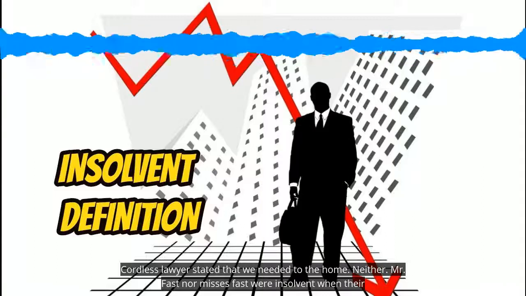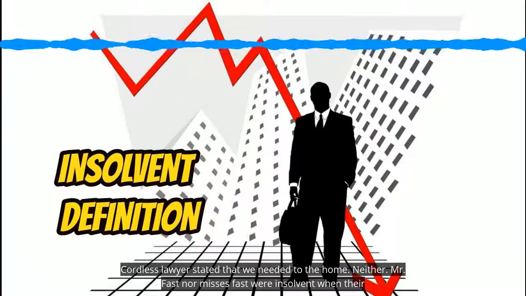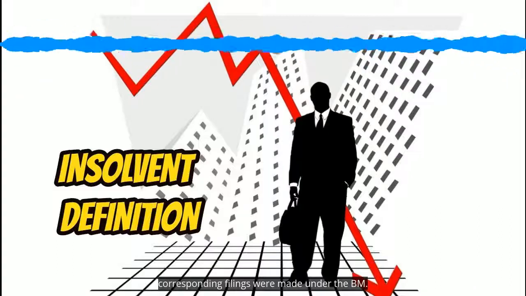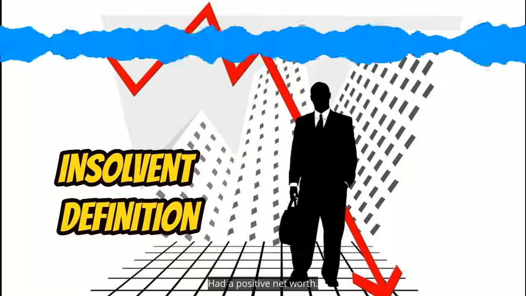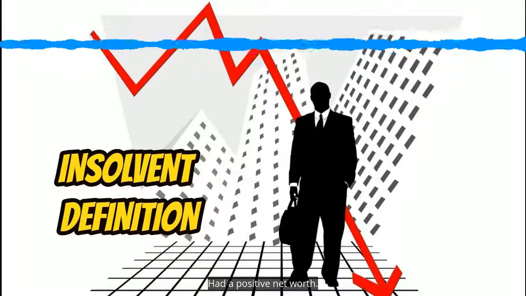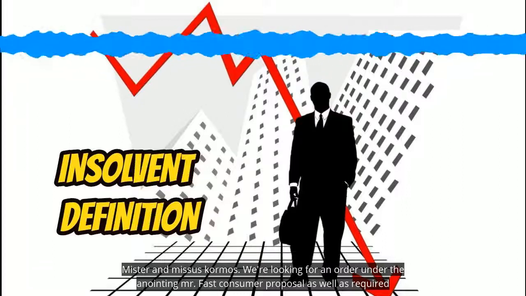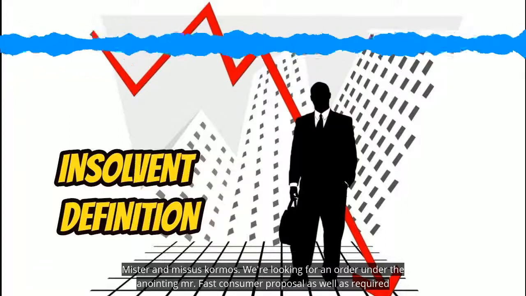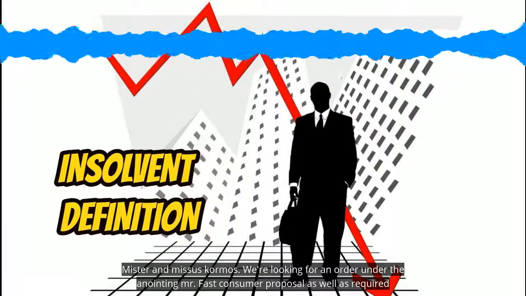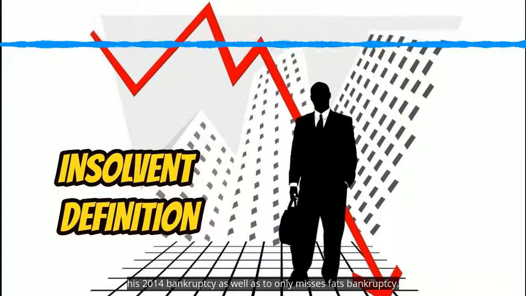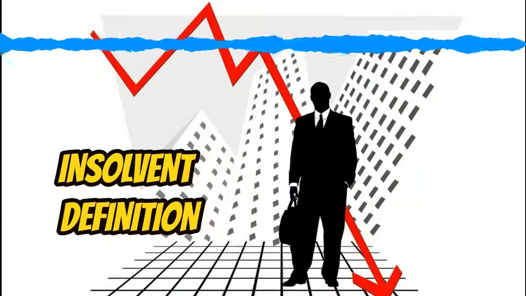The Kormos lawyer stated that when a reasonable value is designated to the home, neither Mr. Fast nor Mrs. Fast were insolvent when their corresponding filings were made under the BIA. They were obviously relying on the fact that each of Mr. and Mrs. Fast really had a positive net worth. Mr. and Mrs. Kormos were looking for an order under the BIA, 1, annulling Mr. Fast's consumer proposal as well as, if required, his 2014 bankruptcy, as well as 2, annulling Mrs. Fast's bankruptcy.